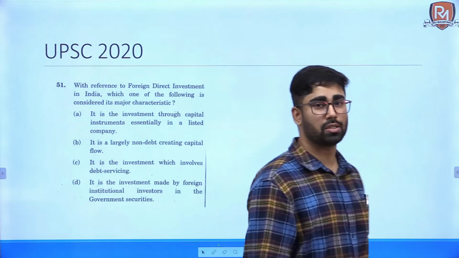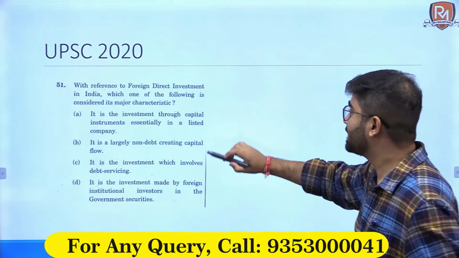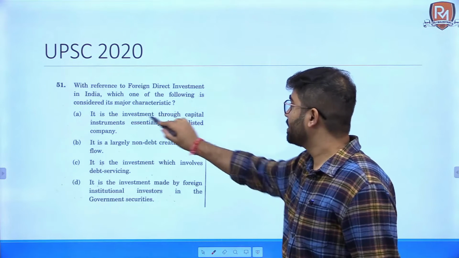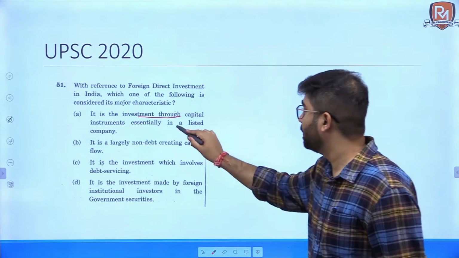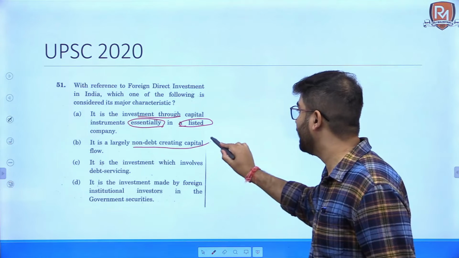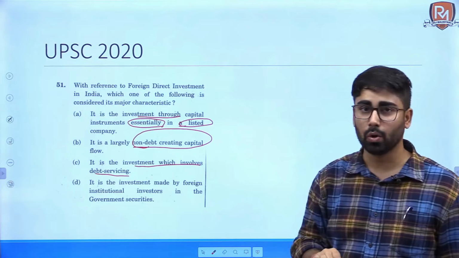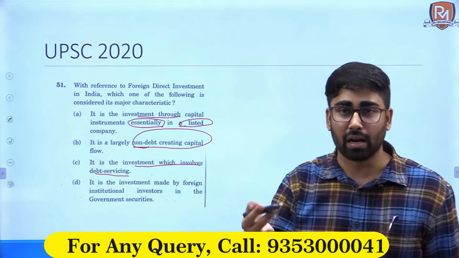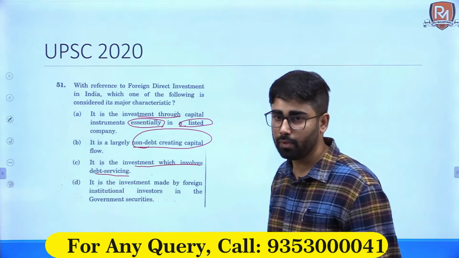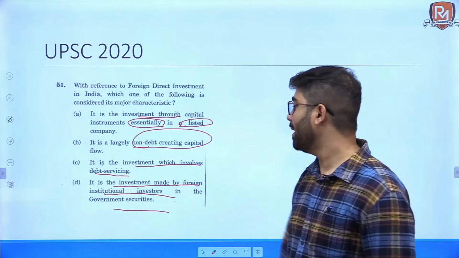What is the question related to this concept? With reference to foreign direct investment in India, which one of the following is considered its major characteristic? It is the investment through capital instruments, essentially in a listed company. It is largely non-debt creating capital flow. It is the investment which involves debt servicing. Debt servicing means paying back the loan, if you have taken a loan, paying it back is debt servicing. And it is the investment made by foreign institutional investors in the government securities.